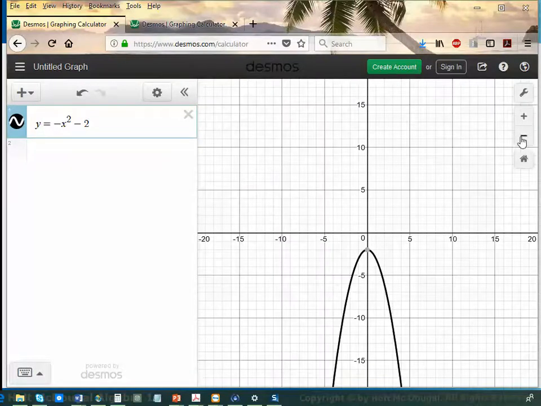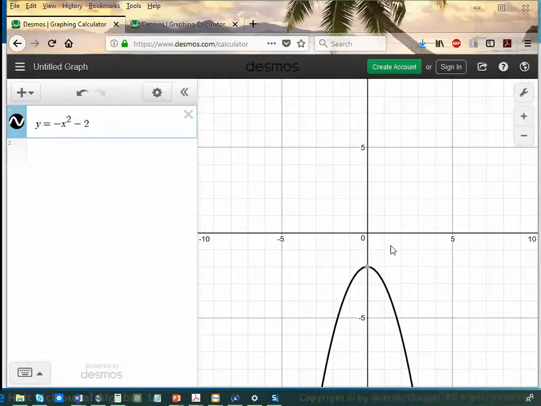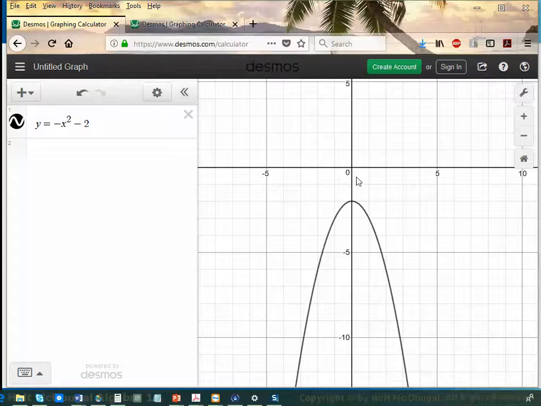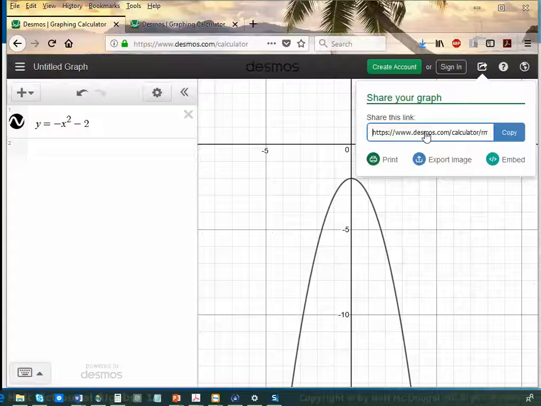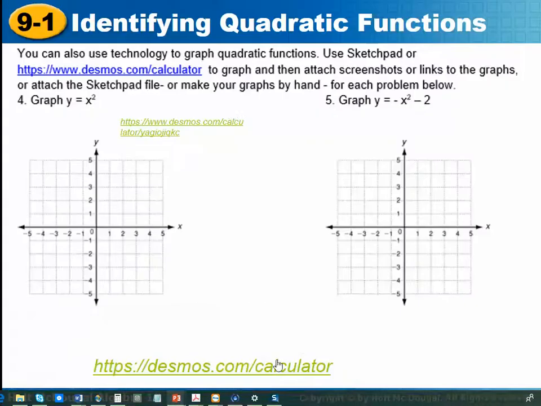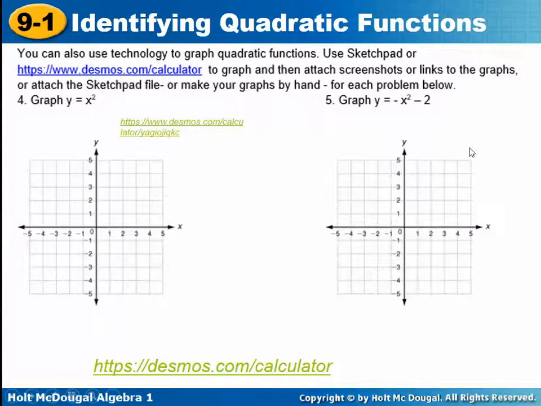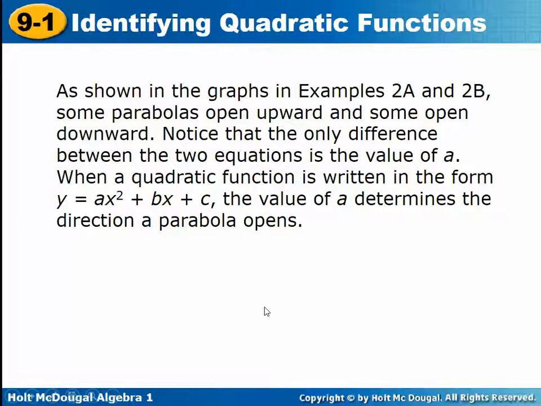You can also zoom out or zoom in. You can also grab it and move it around. So when you can see it real well, then go again to Share, and if you want, you can just copy the link, or you can take a screenshot and paste it into the worksheet. So whatever works best for you there. And then you would paste your other one on the worksheet as well. All right, so you can graph these also in Geometry Sketchpad, and then you could just save the Geometry Sketchpad file and attach it. That would be fine too.